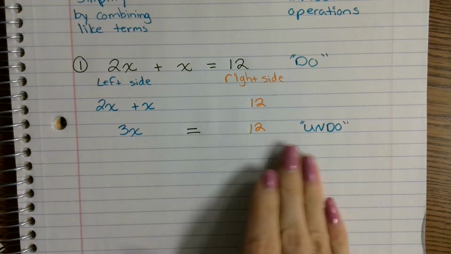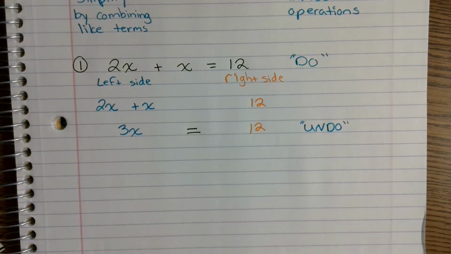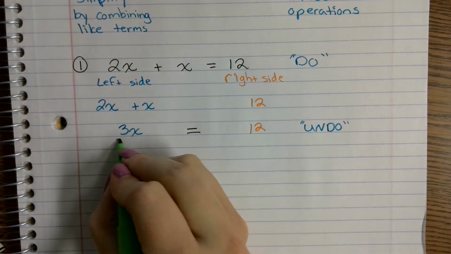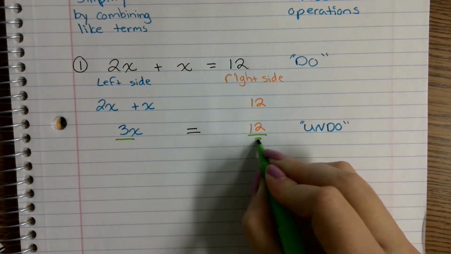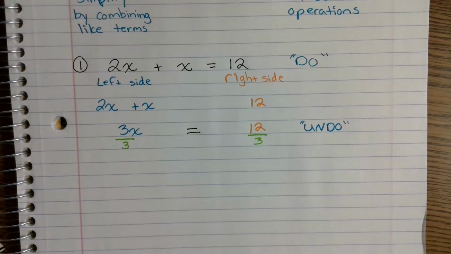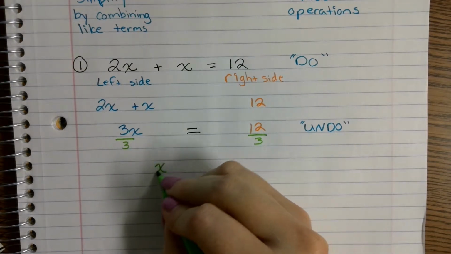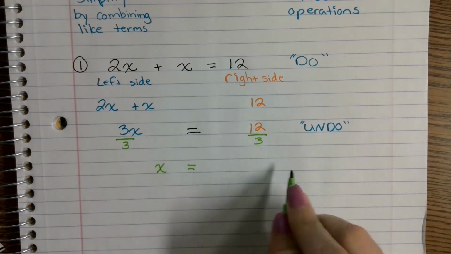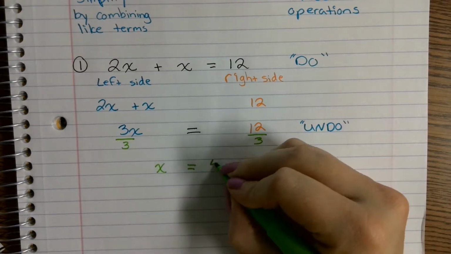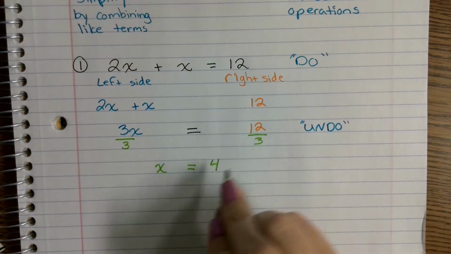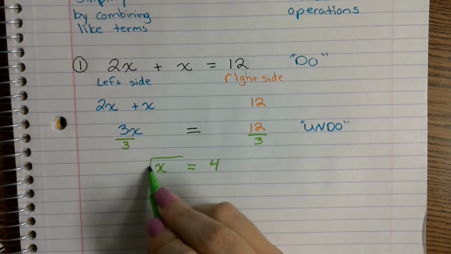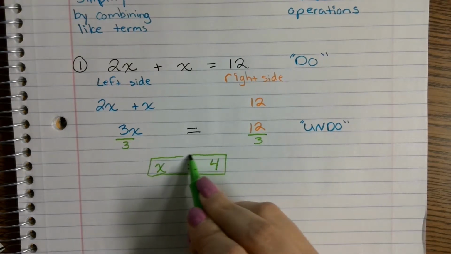So 3x is equal to 12. How do I undo it? AJ? Very good. So you just divide by 3 on both sides. We divide by 3 on both sides, x will now be isolated, and what will x equal? 4. 12 divided by 3 will give us 4. And then you're done.